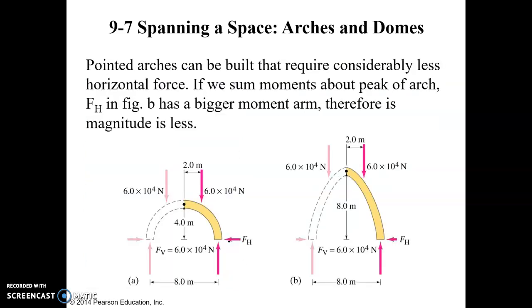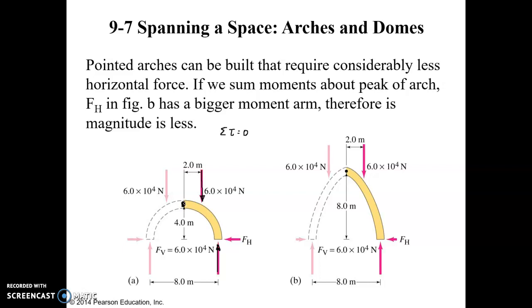So one thing that can be done to improve the efficiency of an arch is to increase its height. So if we look at this shaded yellow part, it's essentially the weight that the arch is carrying. We can represent that with a single downward point load here. That is going to be reacted by the support at the end of the arch. But the thing is that we have to remember all three of our equilibrium equations, and the sum of the moments has to also equal 0.